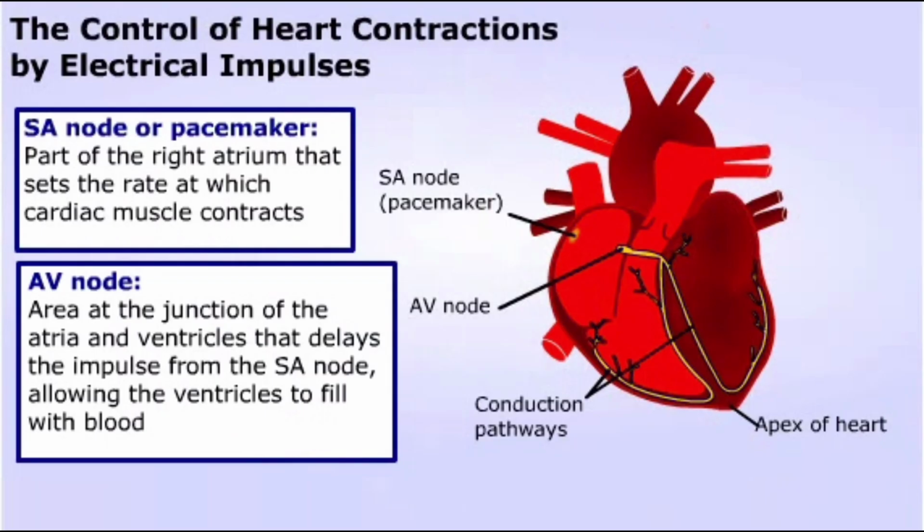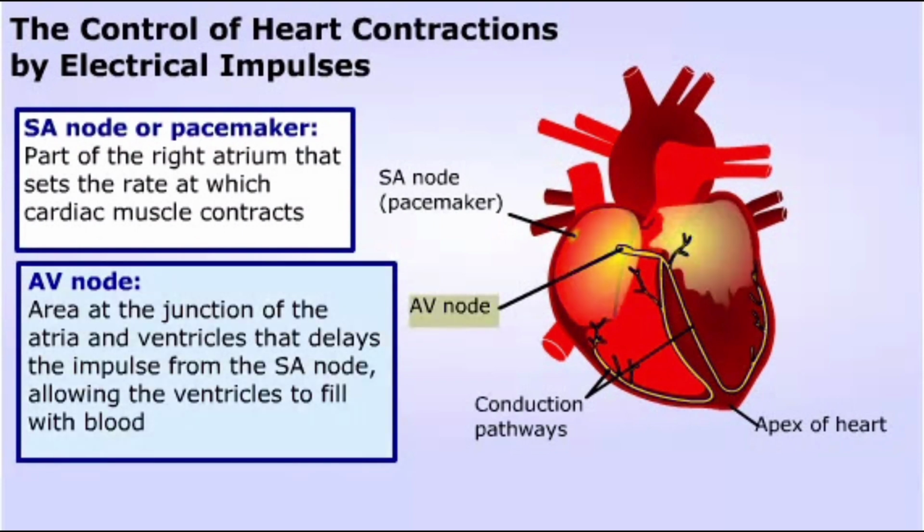Recall that heart muscle, or cardiac muscle, consists of a network of interconnected fibers. Part of the right atrium, the pacemaker or SA node, generates electrical impulses that travel across the heart and set the rate at which the cardiac muscle contracts. These impulses don't pass across to the ventricles in a wave. Instead, they move to a second node called the AV node at the junction of the atria and the ventricles.